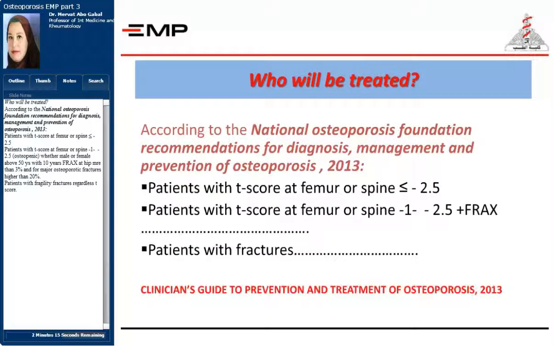According to the National Osteoporosis Foundation recommendation for diagnosis, management, and prevention of osteoporosis 2013, patients with T-score at femur or spine equal to or less than minus 2.5, patients with T-score at femur or spine minus 1 to minus 2.5, this means osteopenic, whether male or female above 50 years with 10-year fracture risk at hip more than 3% and for osteoporotic fractures higher than 20%, and patients with fragility fractures regardless of T-score should receive treatment.